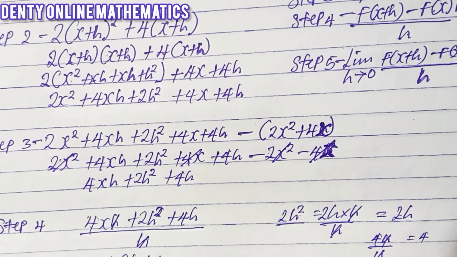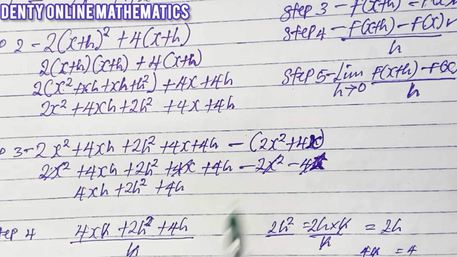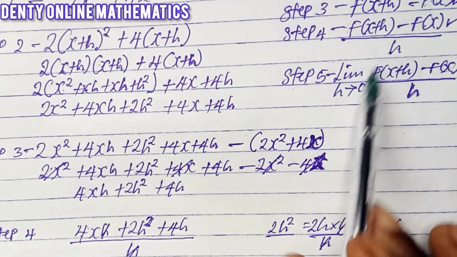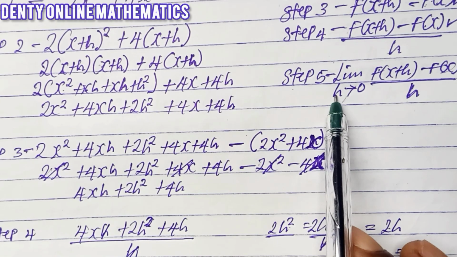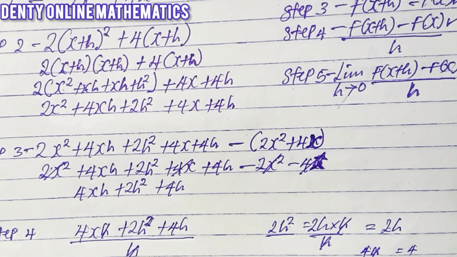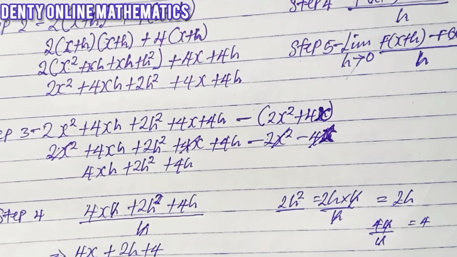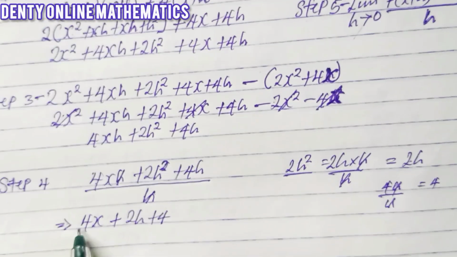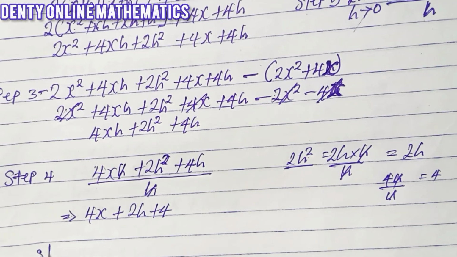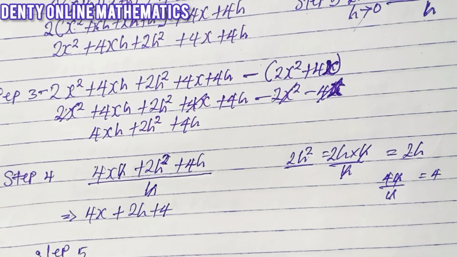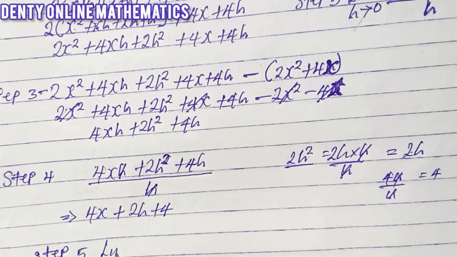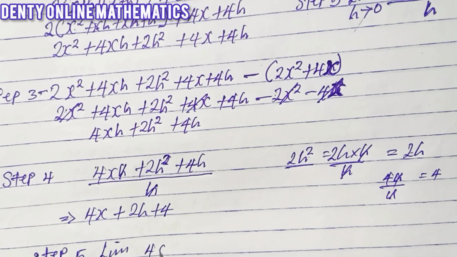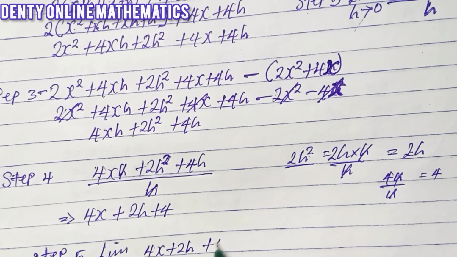That means we are done with what? Step 4. Now, step 5 says everything we have in step 4, we should just take the limit as h tends towards 0. That's what we are going to do. Now, applying that, we are going to take the limit of everything we just did here. So our step 5 means we are going to take the limit as h tends to 0 of 4x plus 2h plus 4.